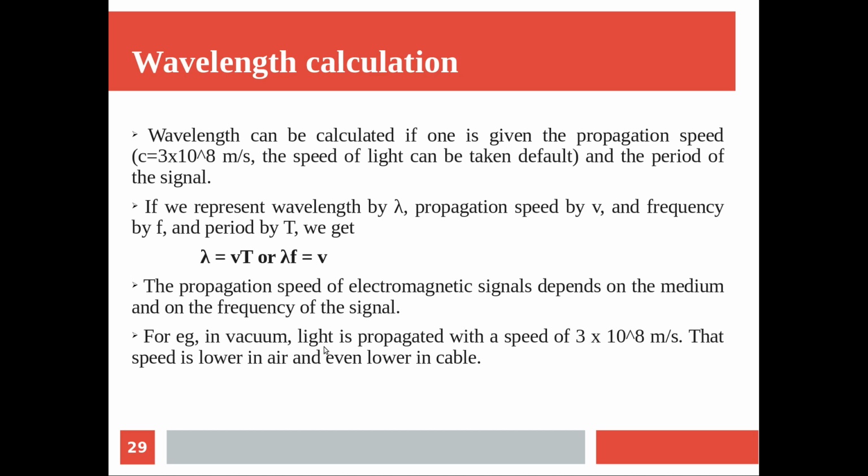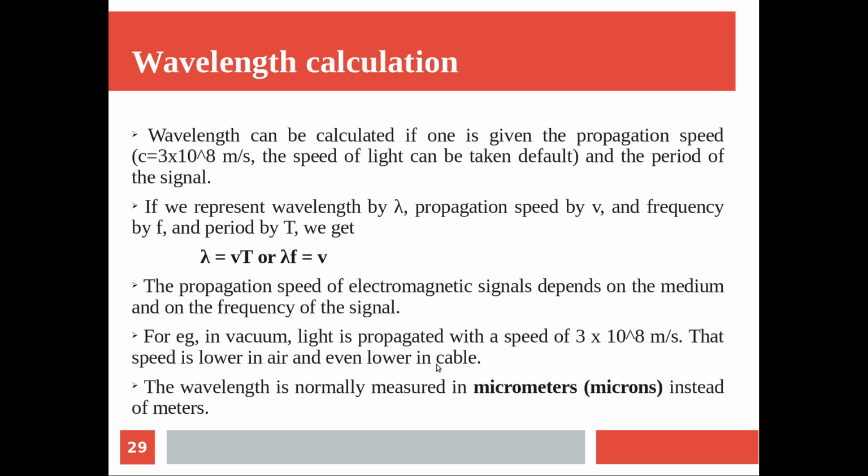For example, in vacuum, light is propagated with a speed of 3 into 10 power 8 meter per second, and that speed is lower in air, even lower in a normal cable. Okay, so depending on the type of medium, the speed will vary, and accordingly the wavelength will also vary.